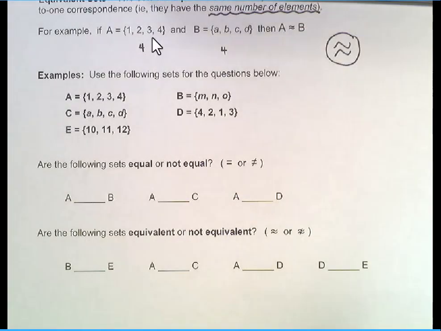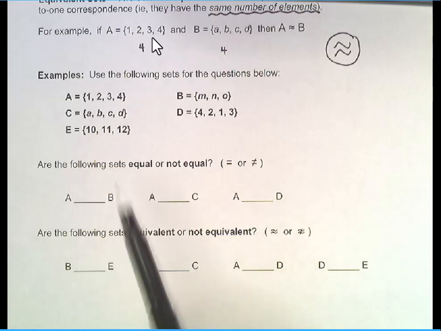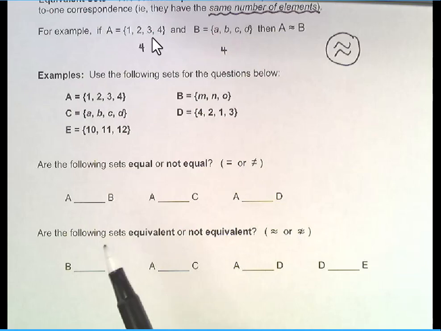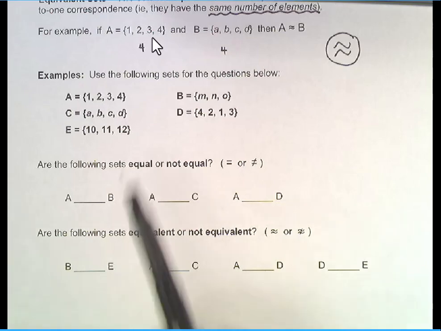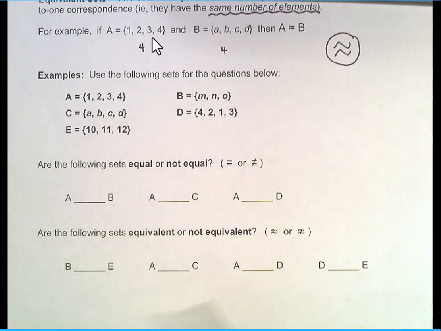So let's try this with some sets down here at the bottom. I've given you 5 sets. Some of them have numbers, some of them have letters, some have 3 elements, some have 4 elements. You can count up the number of elements in each set. So first we're just going to decide equal or not equal. Not equal would have the slash through it.